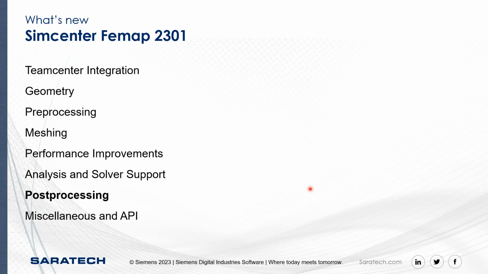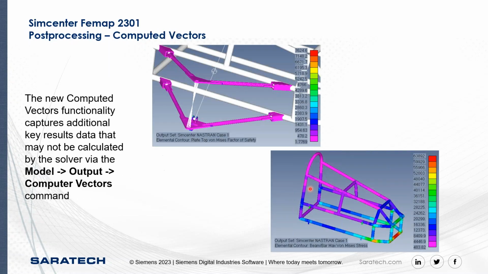Couple, let's see, post-processing, sorry, two more categories. Post-processing, this one is dealing with computed vectors. So the functionality captures additional key results data that may not be calculated by the solver. And you can access this through the model output computed vectors command.